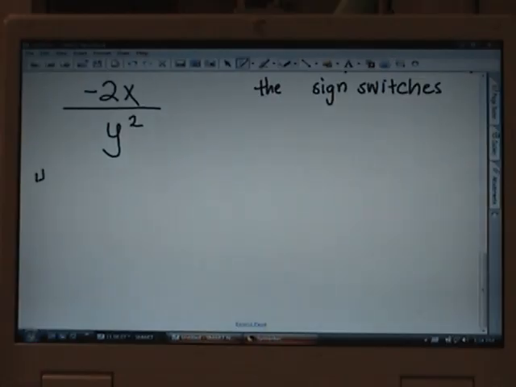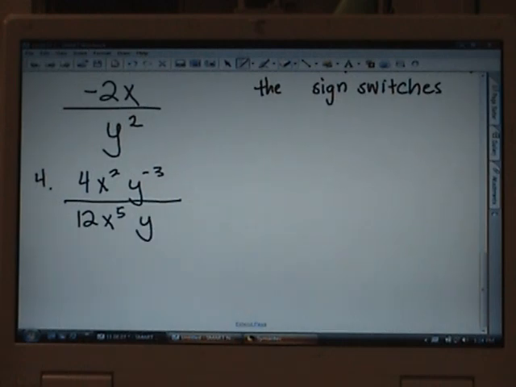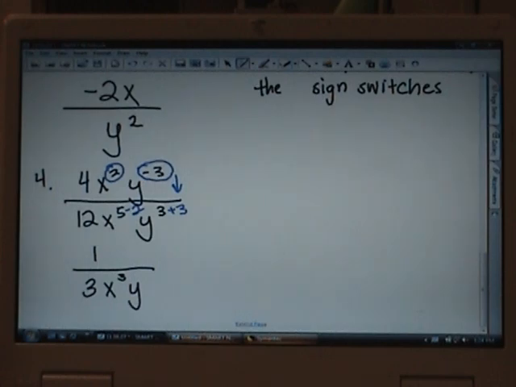Number 4: 4x squared y to the negative 3 over 12x to the 5th y to the 3rd. So 4 over 12 is 1 over 3. If I move my 2 to the denominator, it's going to become a negative 2, and I have x in the denominator to the 3rd. Now, I have y to the negative 3. If I move it down, what's going to happen to that sign? So now in the denominator, I have y to the 6.